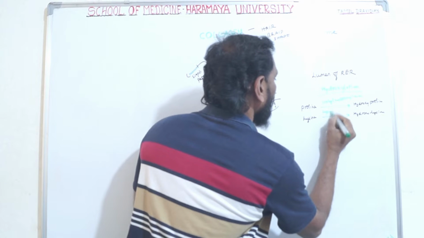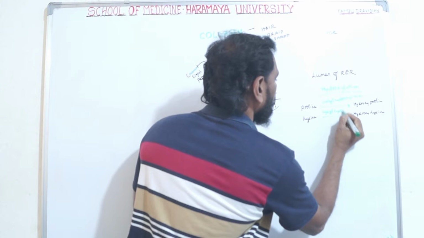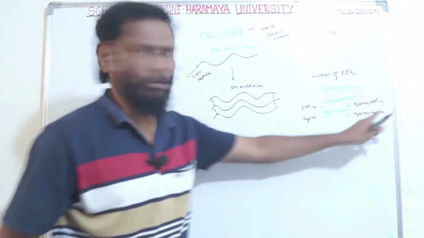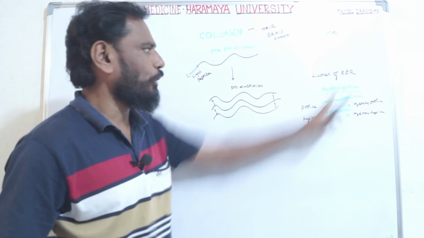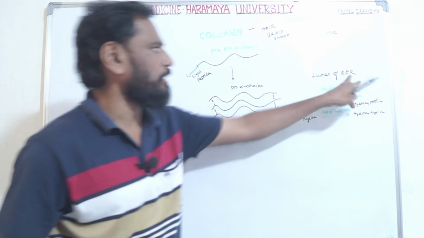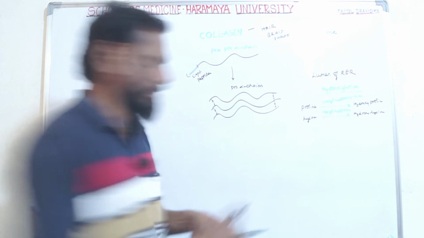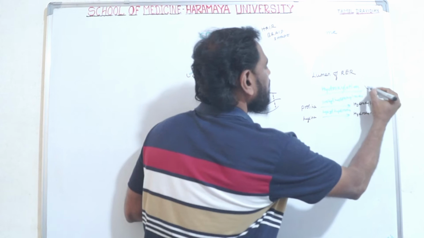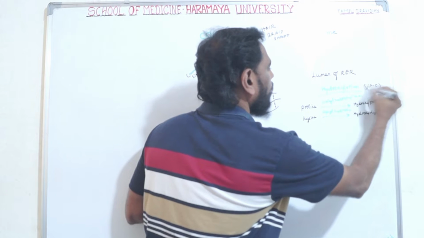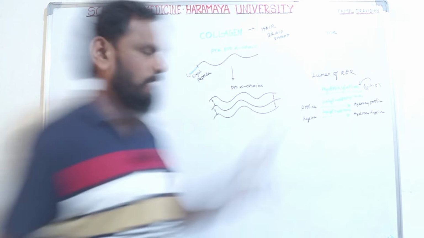Lysine means lysyl hydroxylase enzyme. Then it can produce hydroxy amino acids. Clear? So the 2 amino acids are introduced in the lumen of the rough endoplasmic reticulum. Okay, hydroxylation reaction. For this hydroxylation reaction, vitamin C is important as a cofactor.